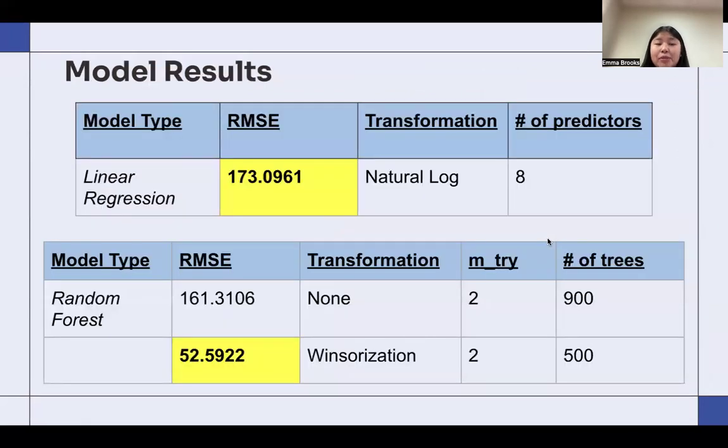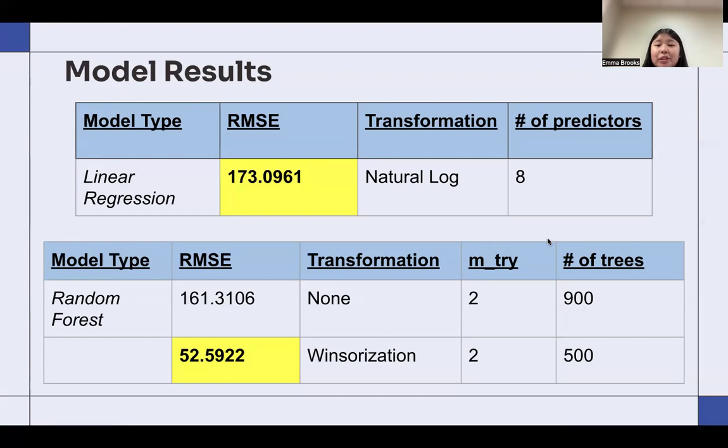And finally, here are my model results. So for my linear regression, I got a root mean square error of about 173 days. And this can be interpreted as, on average, our predictions were about 173 days off from observed values. And I had a natural log transformation for this linear regression, but I originally started with 20 predictors for the linear regression, but I used backwards selection in order to get the best version of this model, and ended up with 8 predictors. And next, onto our random forest.